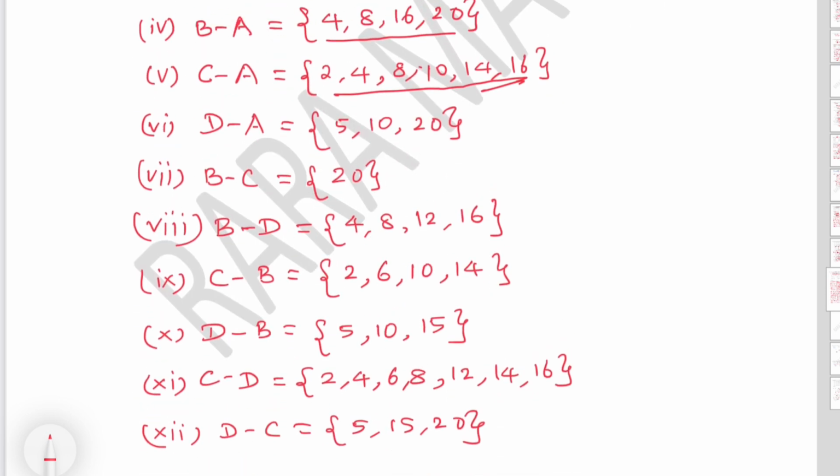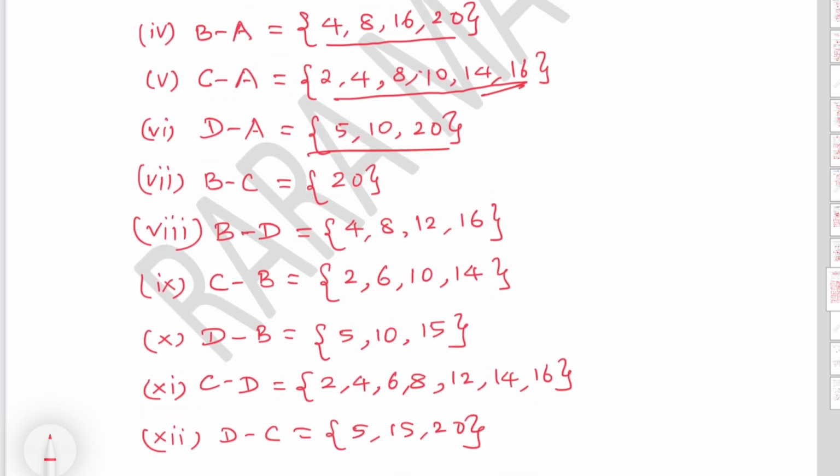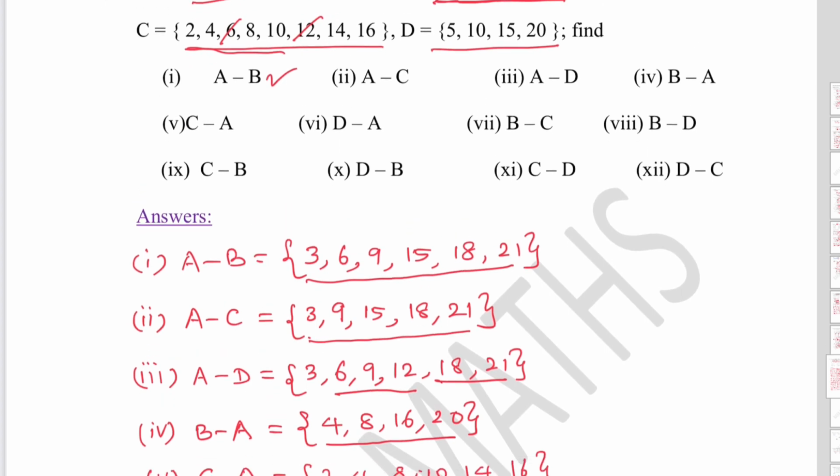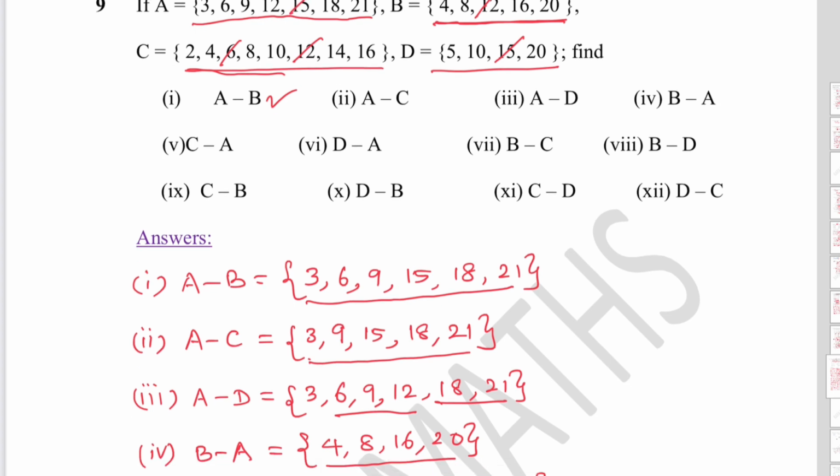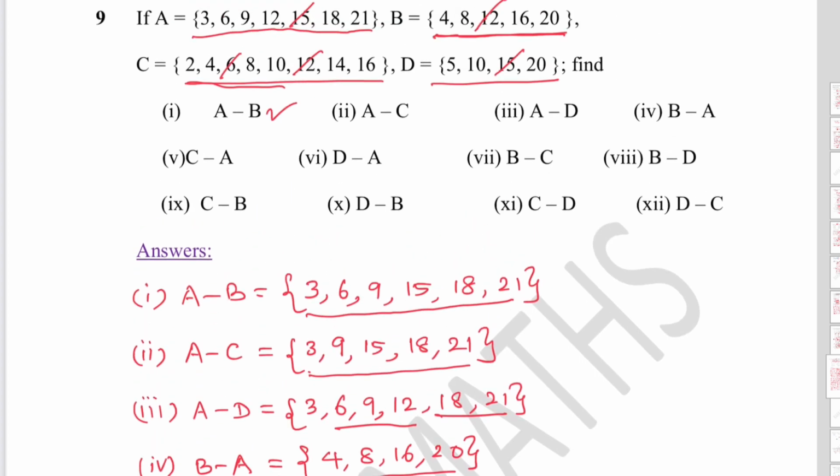And D minus A, same way. You collect all the elements of D minus A. So that is only 15 is common in A, so cancel that. So 5, 10 and 20. Then B minus C.